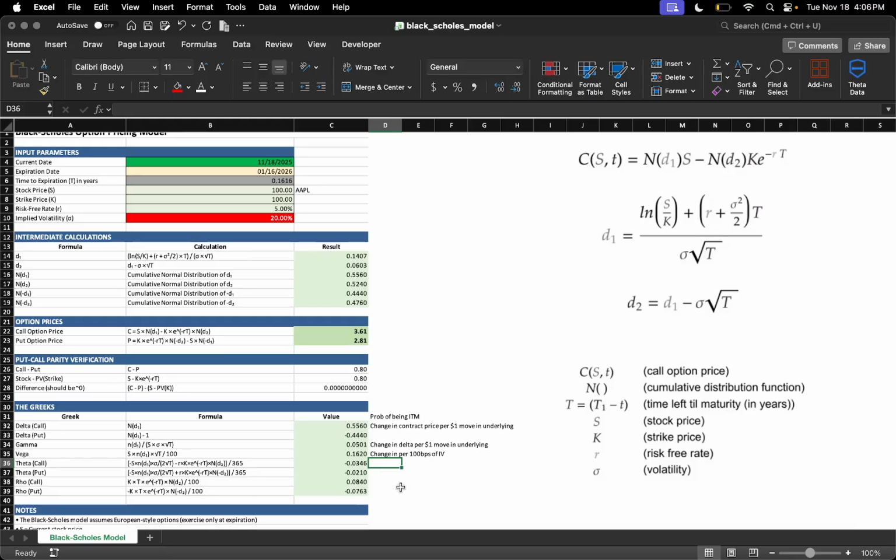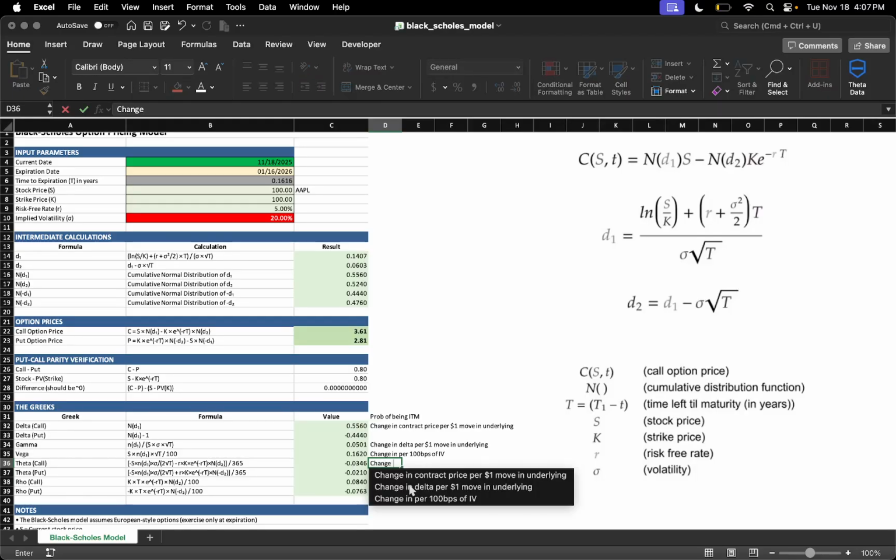Theta is how much the contract loses per day, all the way up to expiration. It's actually a curve that starts off slow if you have a lot of time left, but as you approach the expiration, it accelerates rapidly downwards like a cliff. It's like a curve that points downwards. But this is the decay of the contract per day. And right now it says almost 3.5%. So change per day lost, basically.